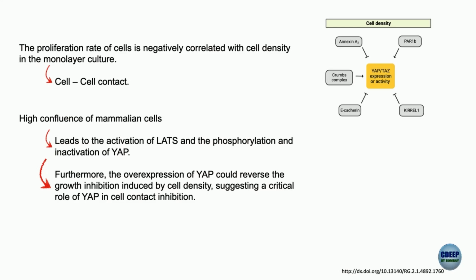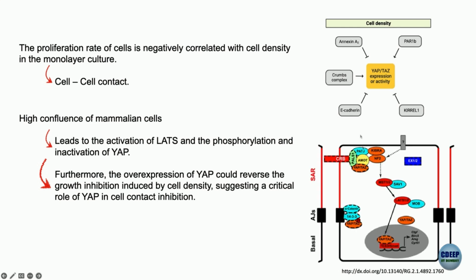Furthermore, the overexpression of YAP could reverse the growth inhibition. That is why it shows that YAP is downstream of LATS. So, this is the pathway whenever you have cell density. One of the complexes which is known to activate this YAP/TAZ function is the Crumbs complex, where there is a function of molecules called AMOT.